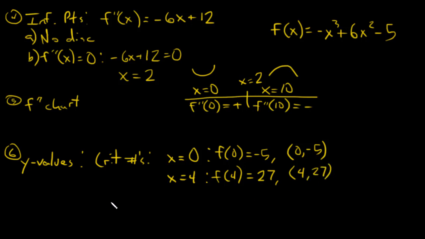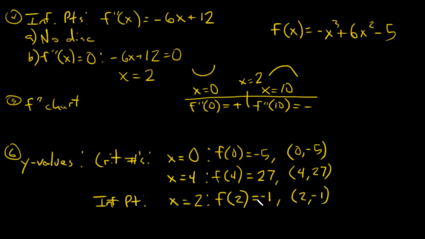So that's the point (4, 27). And last, I've got my inflection point, which occurred at x equals 2. So f of 2 is going to equal negative 8 plus 12 minus 5, negative 1. This is going to be (2, negative 1). Okay, so now I have my 3 points and I can graph them out.